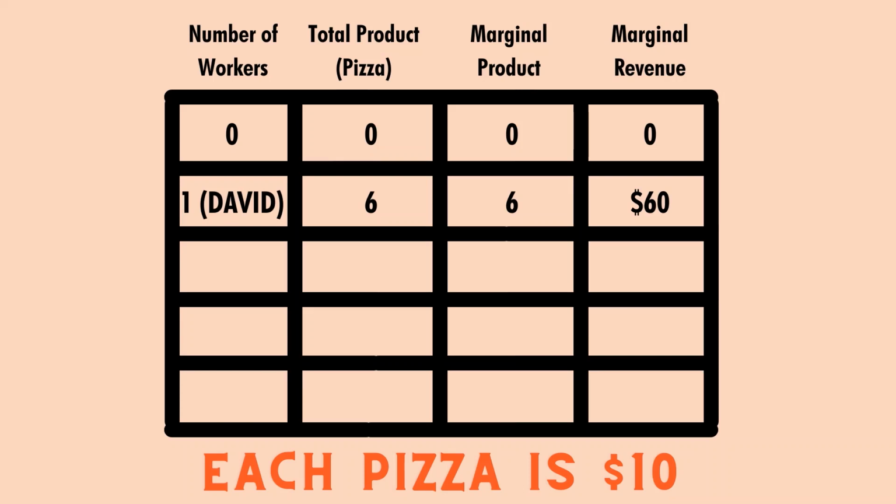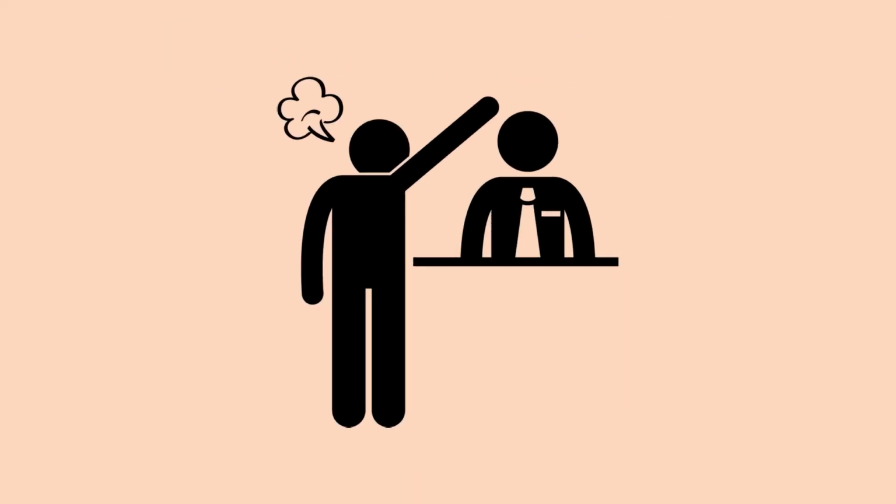So when there's 0 workers, then there's going to be 0 pizzas produced. So the whole first row is 0. When David comes in, the total product and marginal product both increase to 6 because he's the only worker there. Whatever he produces is basically what the store produces. And 6 times 10 is $60, which is David's marginal revenue.